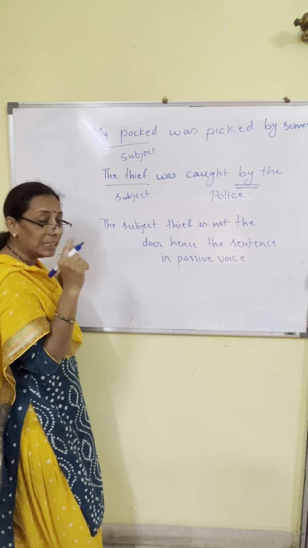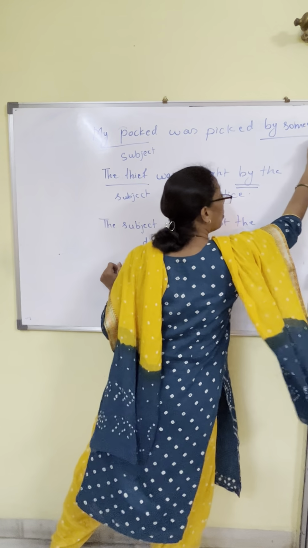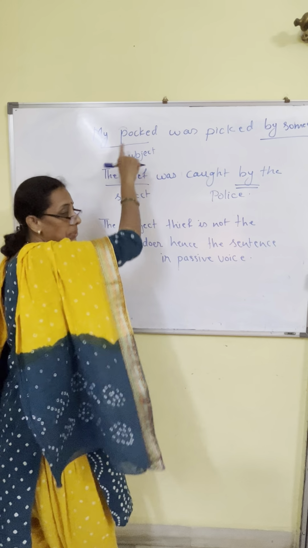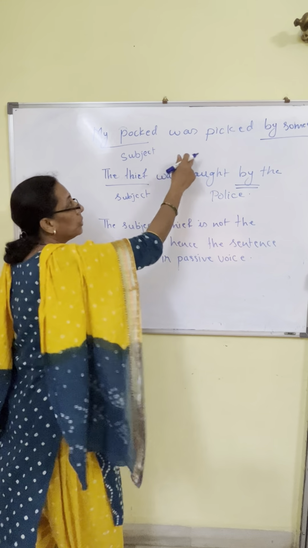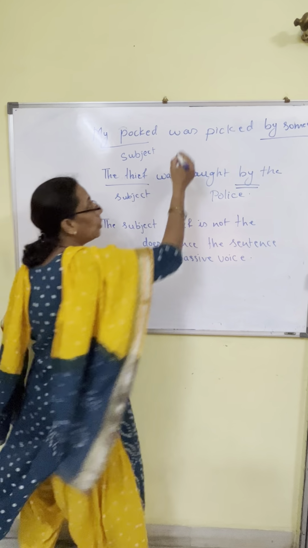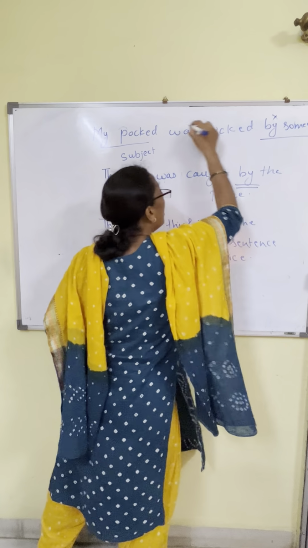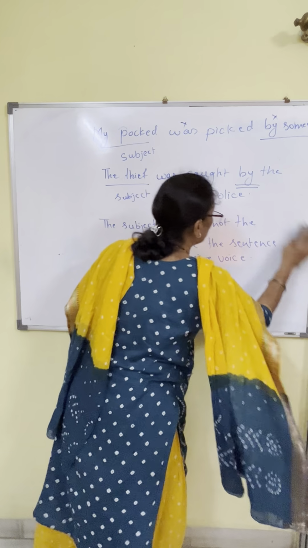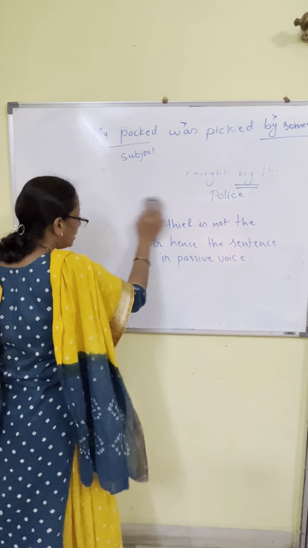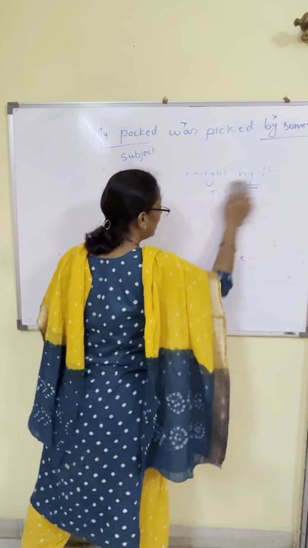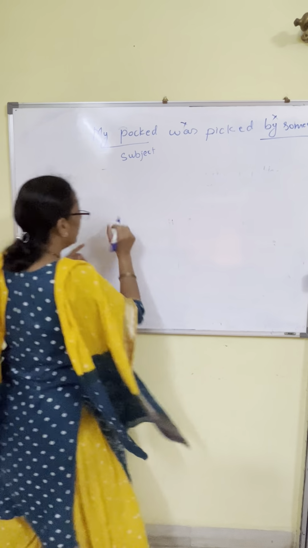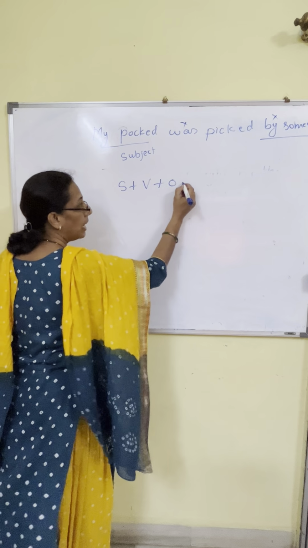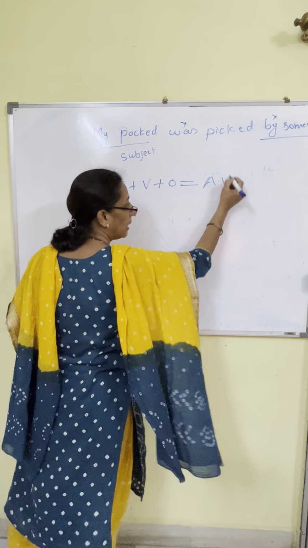Whenever in the sentence, who is doing it is not given, you have to add it according to the subject. So here, then how will you change? By will go away and was will go away. So this sentence is of passive voice. Then how do we write active voice sentence? So active voice sentence is written like this. Subject plus verb plus object is equal to active voice.